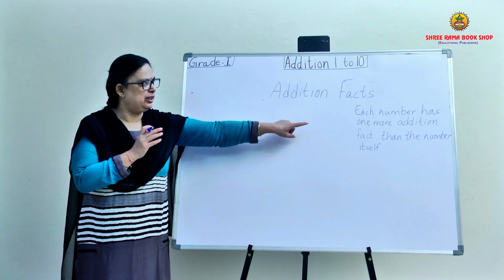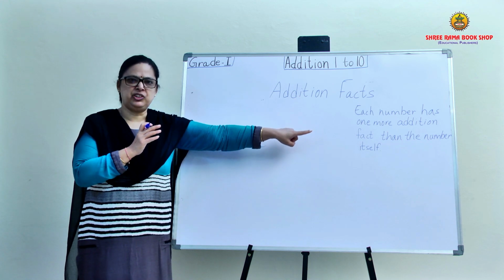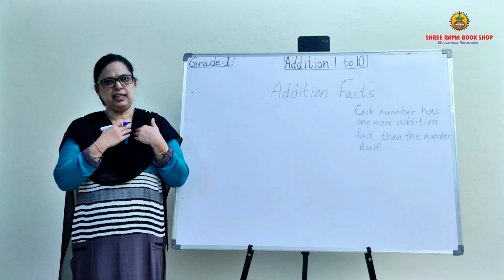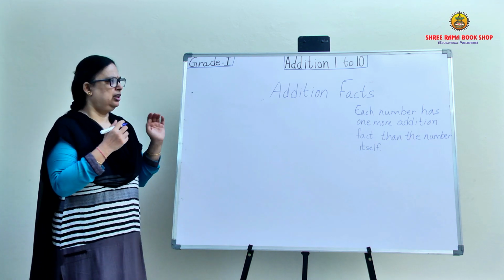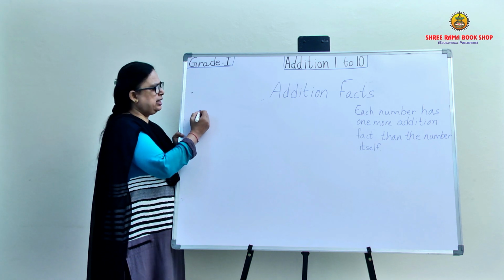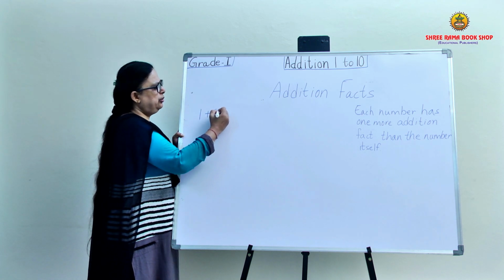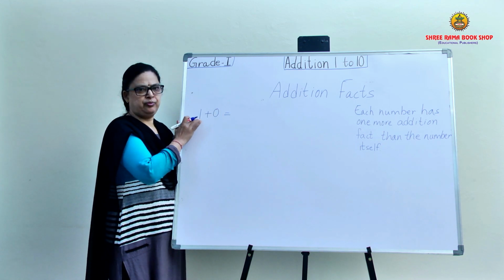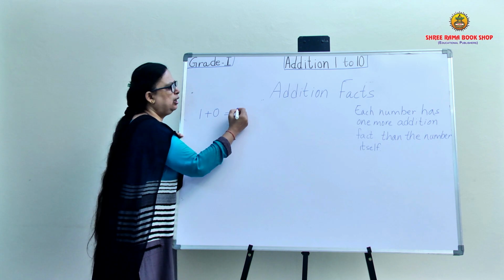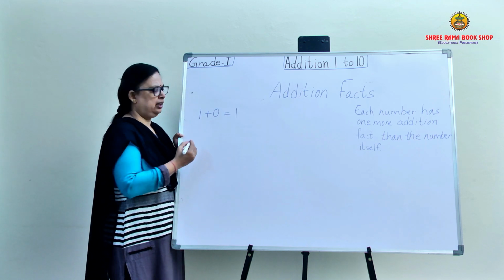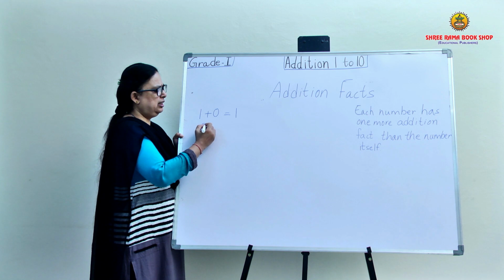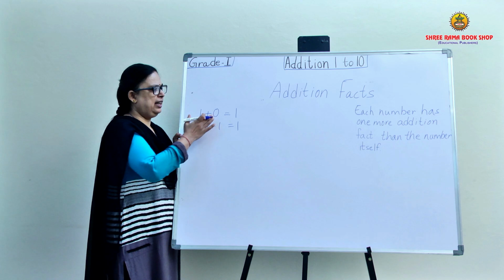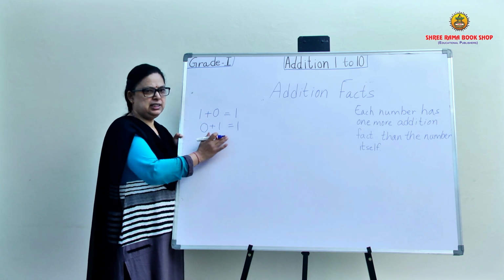Just see what I have written over there. Each number has one more additional fact than the number itself. That means other than itself, it has one more number also. For example, let us take 1. 1 plus 0 is equal to how much? 1 means it's a number. 1 plus 0 is 1. Okay. And the same way, reverse it and write 0 plus 1, it also becomes 1. So either you do it this way or the other way, it is the same fact.